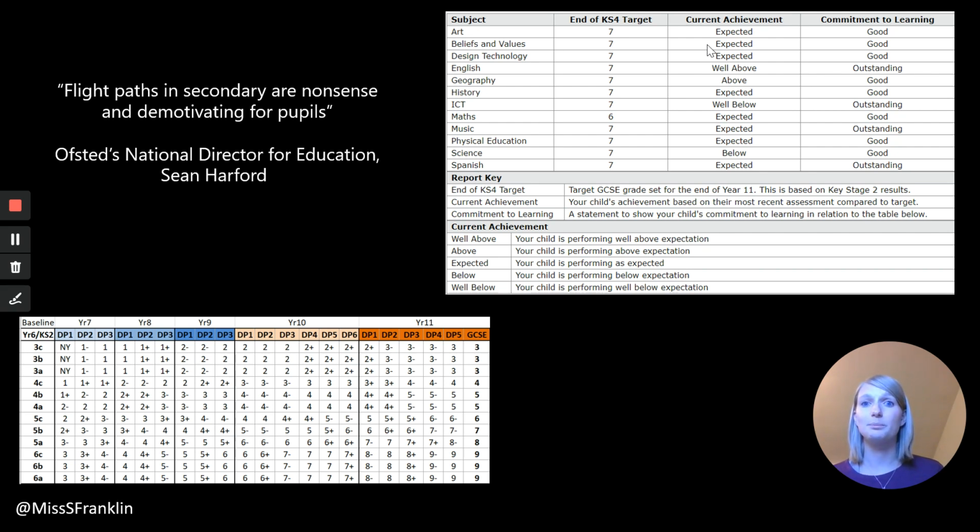It's worth highlighting that there are now quotes out there like this one from 2019, which makes it very clear that not only are they not expecting a flight path system to be in place, but actually that it can be demotivating for pupils, which we'll talk more about as we go through these slides.